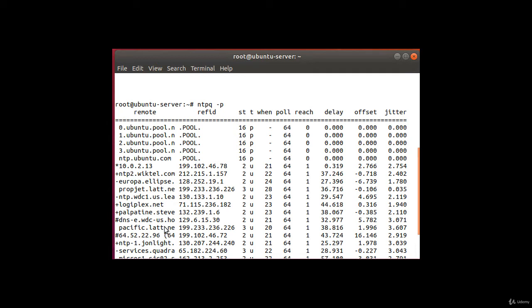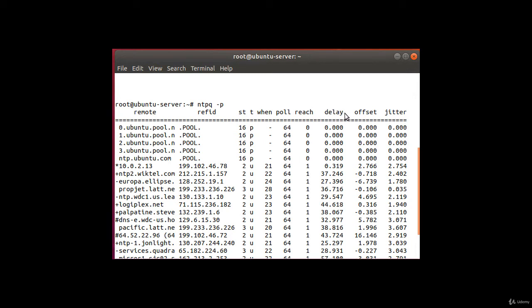Okay, next one is reach. This is an 8-bit left shift octal value that shows the success and failure rate of communicating with the remote server. Success means the bit is set. Failure means the bit is not set. 377 is the highest value.